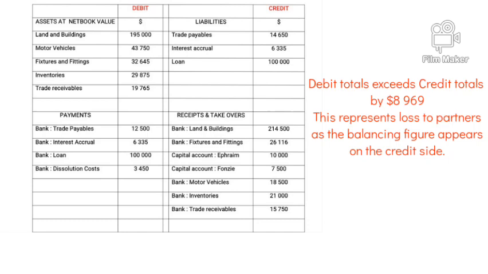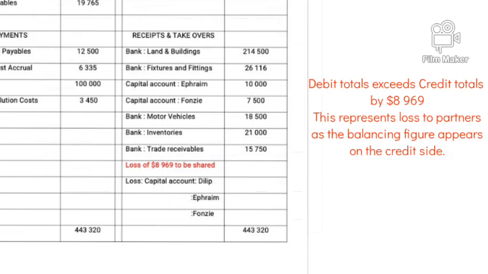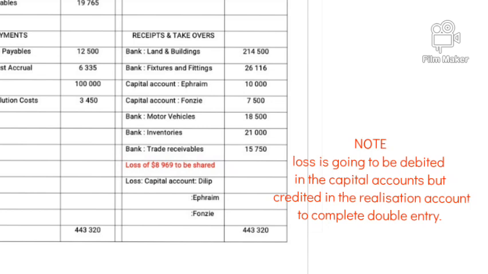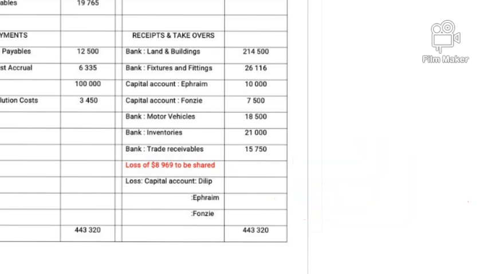So this loss is shared to the partners in accordance to their profit and loss sharing ratios. I'm going to write capital accounts because this is the detail that we use. The loss is going to be debited in the capital accounts. So I'm going to write capital accounts, Dilip, Ephraim, and Fonzie, on the credit side of the realization account to distribute the loss to the partners. The profit and loss sharing ratio is 3:2:1.